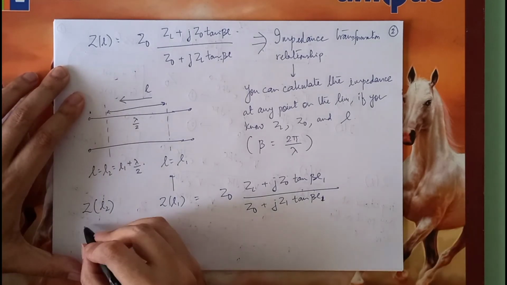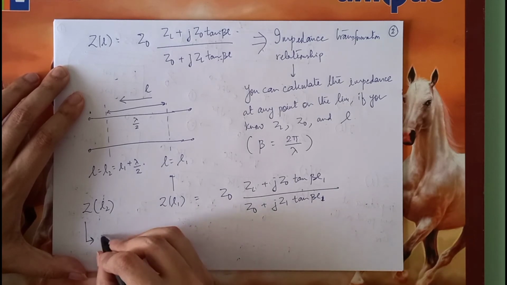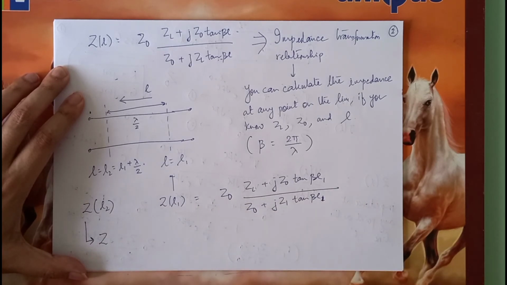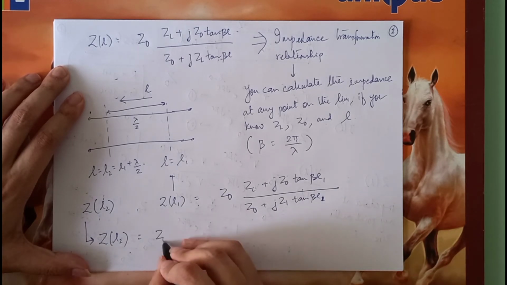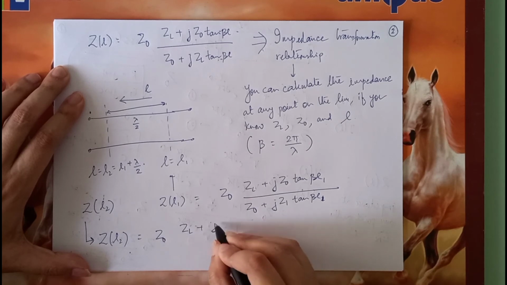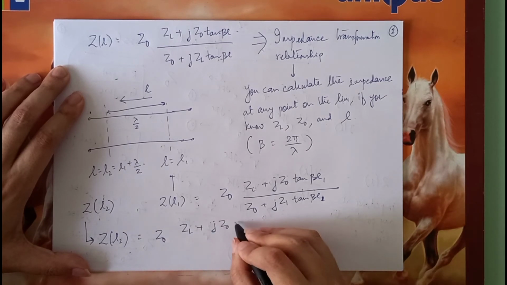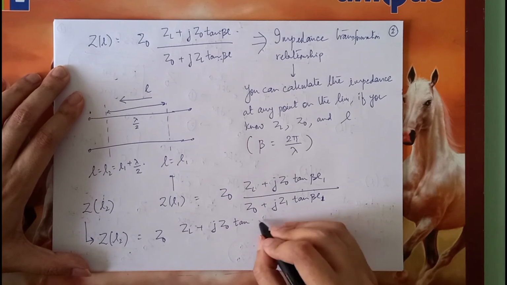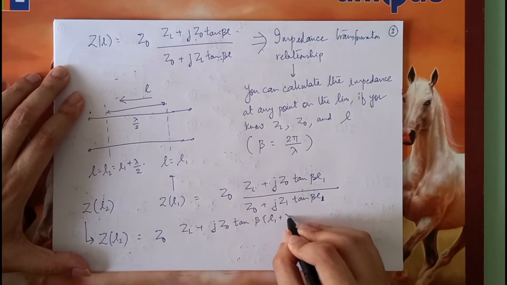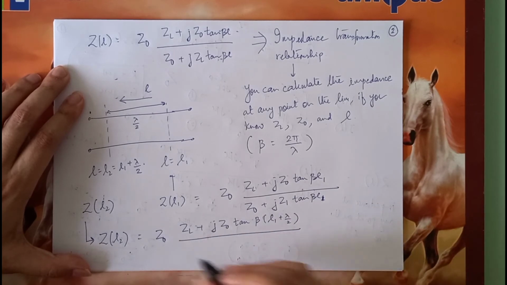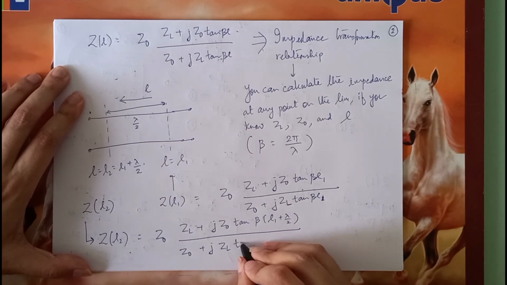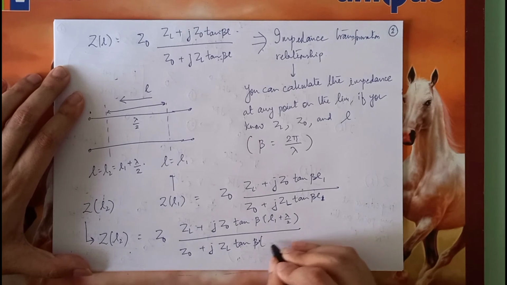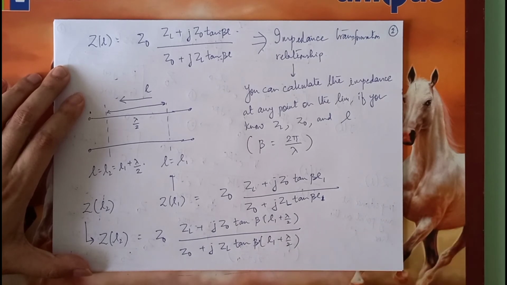Now, if I want to write for Z of L2, what do I need to write? L2 is nothing but L1 plus lambda by 2. So what you will get is this: Z0 times ZL plus J Z0 tan beta L1 plus lambda by 2, divided by Z0 plus JZL tan beta L1 plus lambda by 2.